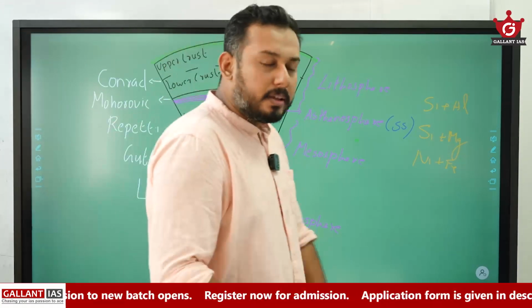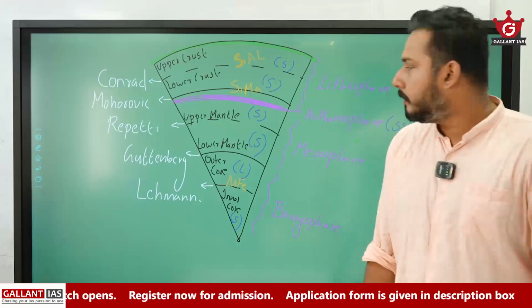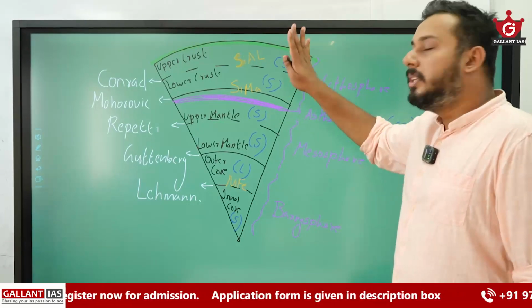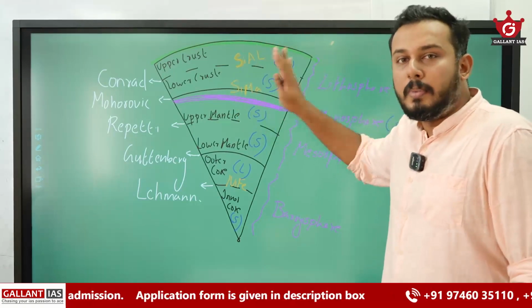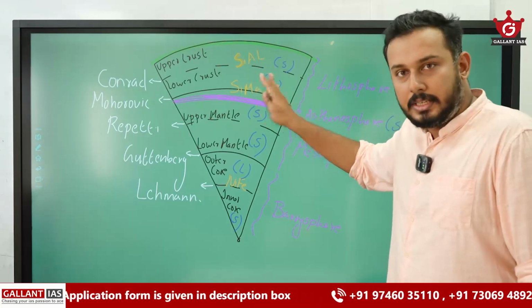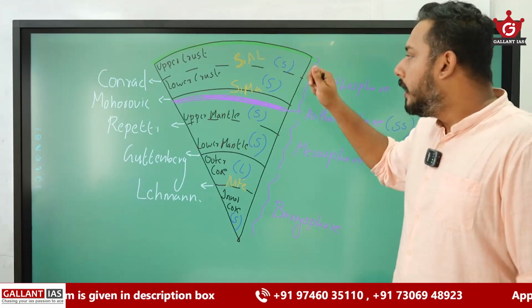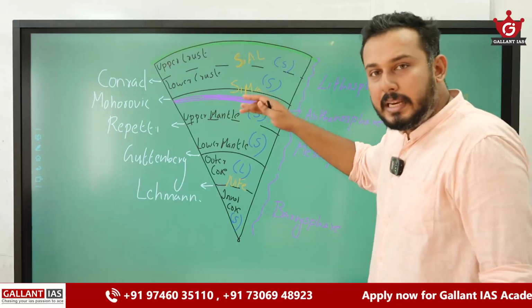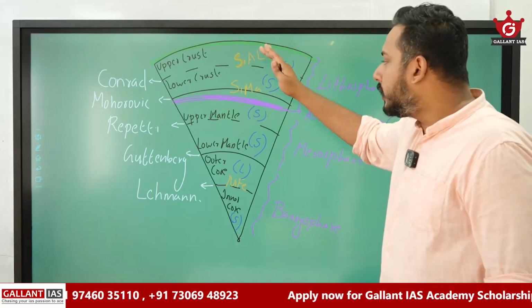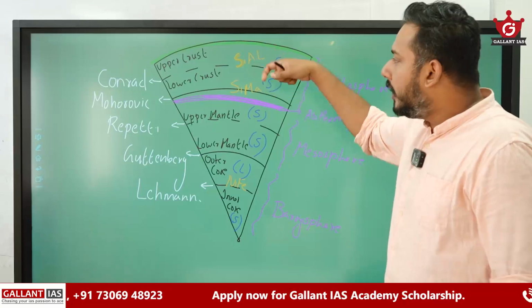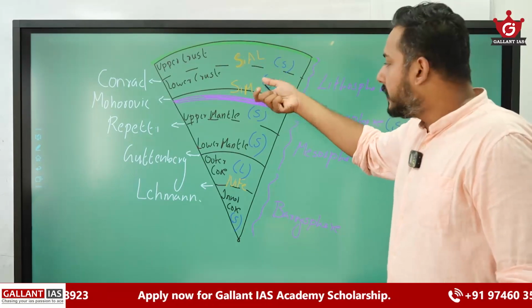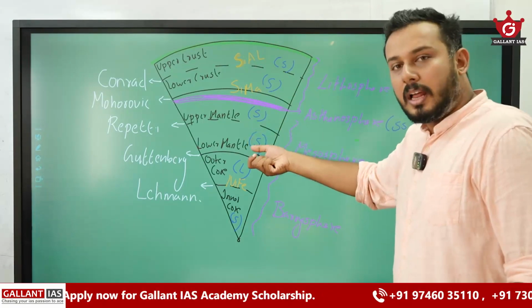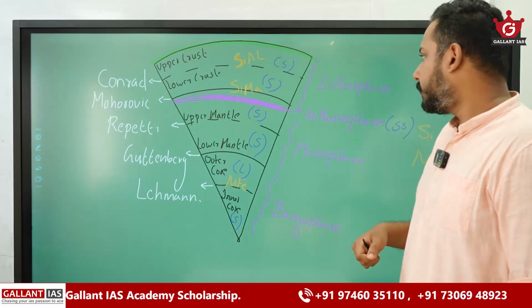These names are important, and can be asked as match the following in exams. Okay, so this much information you must have regarding Earth's interior. There is more, but this is the basic thing you should know. So what we did, we basically classified the Earth into crust, mantle and core. Crust we divide into upper crust, lower crust. Mantle we classify into upper mantle, lower mantle. Core we classify into outer core, inner core.